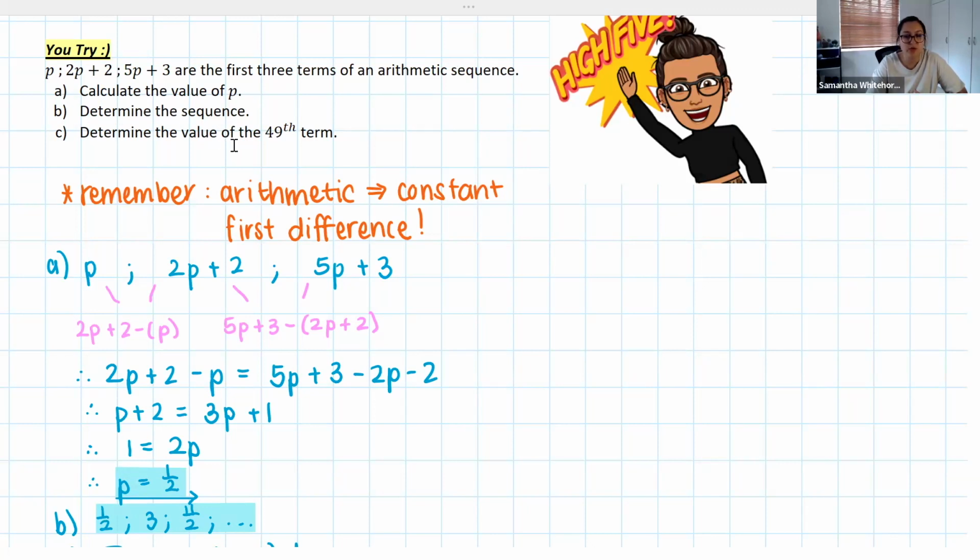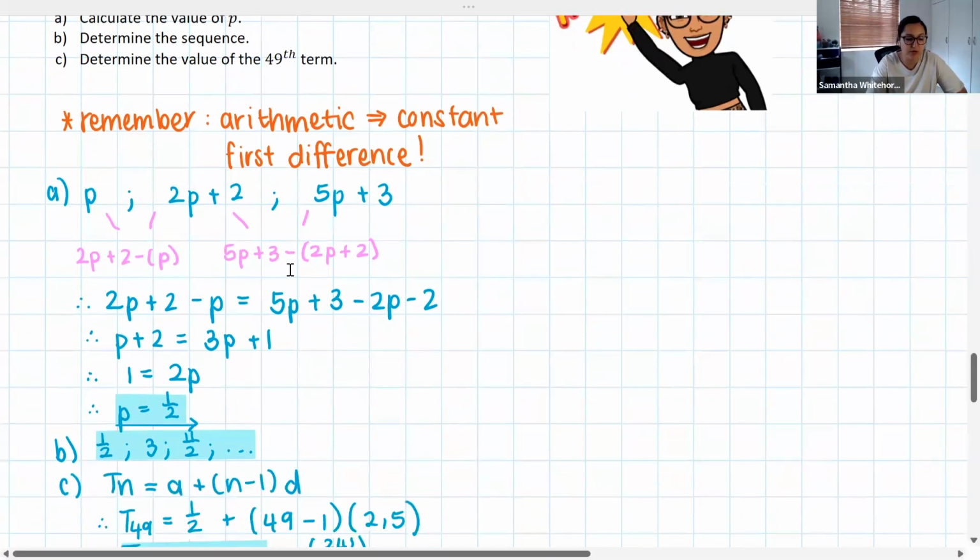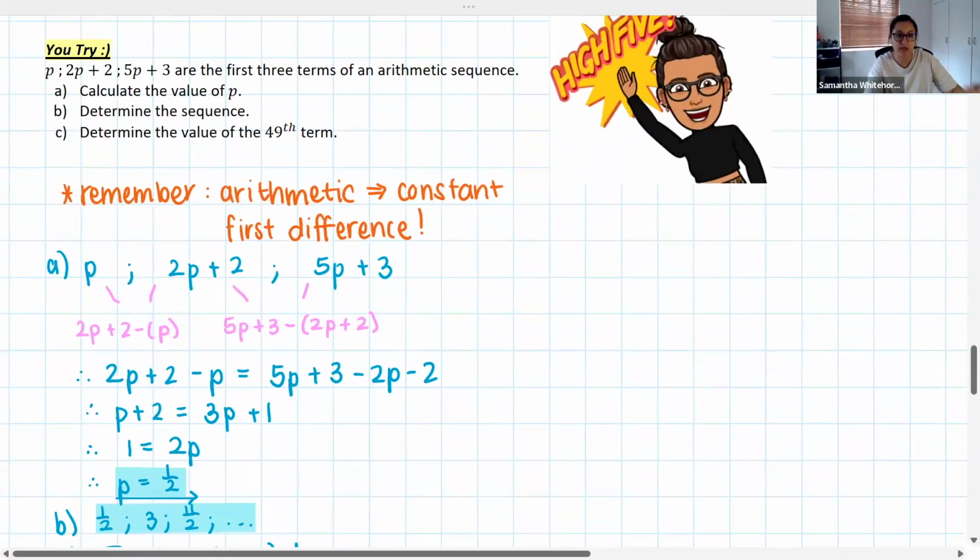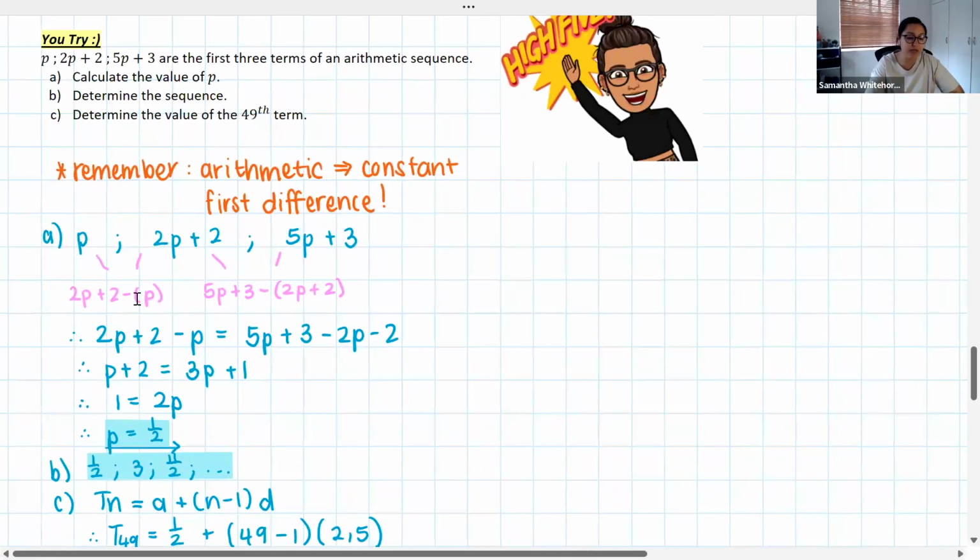So remember, sometimes we're a bit mean and we give you patterns that have fractions in them. There's nothing wrong with that. We just don't like fractions. But a linear pattern can have fractions. So if we go and do exactly what we did in the last example and work out P using our first differences, you do get that P as a half. When you go and substitute into your sequence, so you get term 1, term 2, term 3, you get a half, 3, 11 over 2. If you don't like 11 over 2 and you prefer 5.5, that's also absolutely fine.